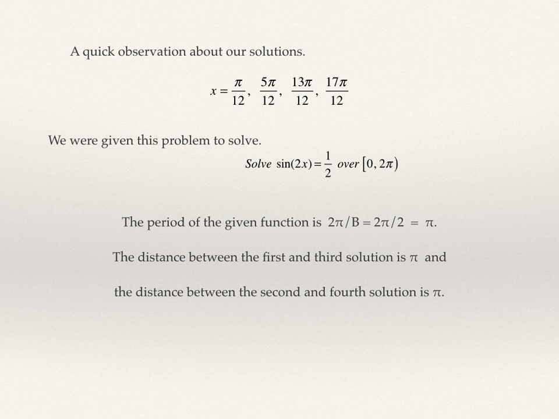Oh, one last thing, a quick observation here. So we have these 4 answers. When we were given this problem to solve, we know that the period of this function is 2 pi over b, and our b value is 2. So the period is pi. If we notice, the distance between the first and third solution is pi. When I go from pi over 12 to 13 pi over 12, that distance is pi, which is the period.